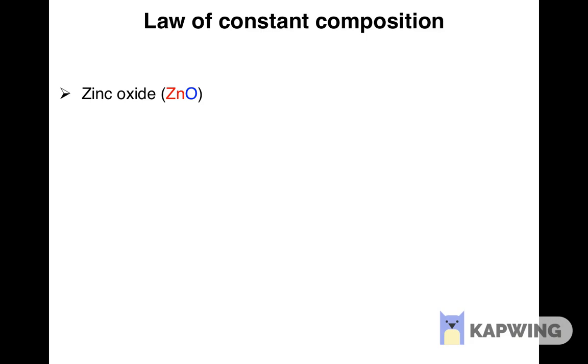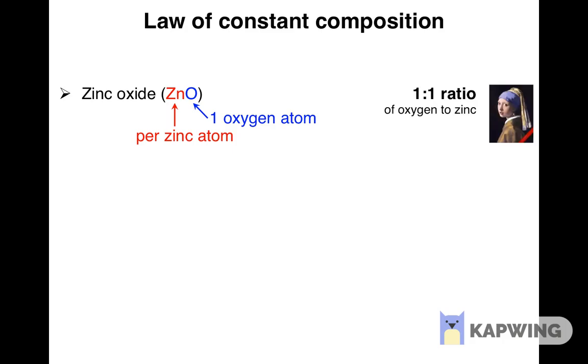For example, zinc oxide is a compound in which the ratio of the number of oxygen atoms to the number of zinc atoms is 1 to 1. Therefore, its basic unit consists of 1 zinc atom and 1 oxygen atom. If we replicate this basic unit, we can get larger amounts of zinc oxide, but in any sample of zinc oxide that we take, regardless of its size, the number of zinc atoms will always be the same as the number of oxygen atoms.